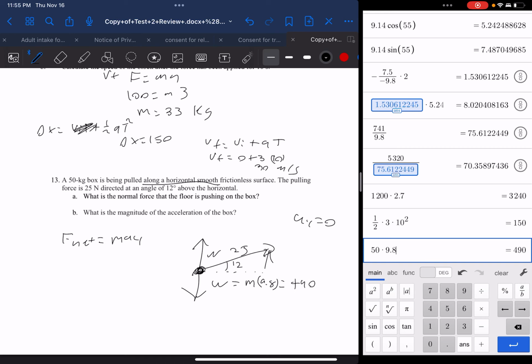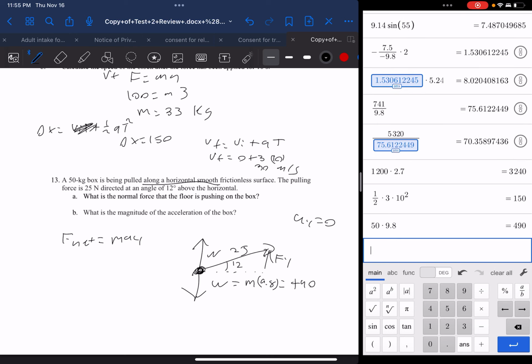We have two up arrows. We have N, which is what we're solving for, and we have the y component of this force over here, which we can calculate pretty easily because it's opposite. So it's going to be sine of 12 times 25, and it's 5.2. So N plus 5.2 needs to equal 490, which makes it pretty easy to see that N equals 484.8, because 490 minus 5.2 is 484.8.